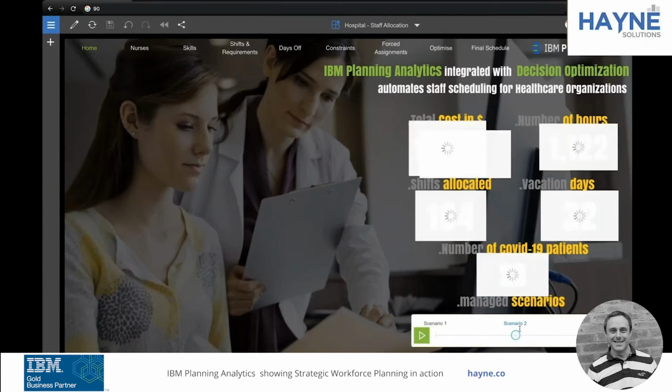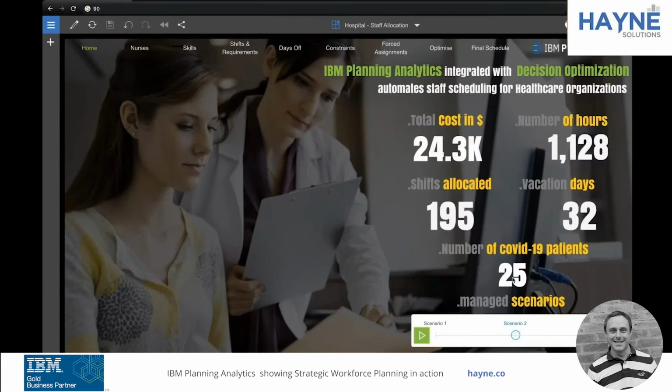If we go to scenario 2, we're expecting 25 COVID patients with an increase of staff hours to 1,128. And in scenario 1, we've predicted 27 patients with 1,148 hours. So we can run different scenarios, different strategic plans to suit our requirements. And with this application, it guides the user through setting up the scheduling for these.